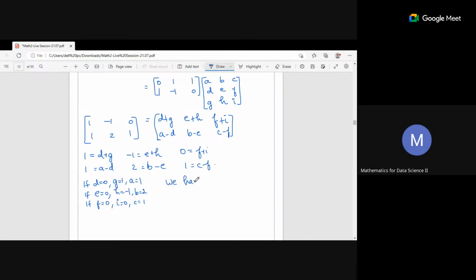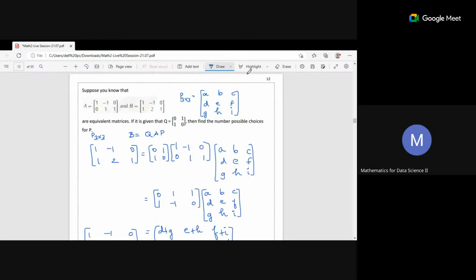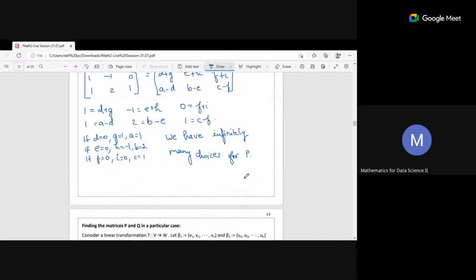We have infinitely many choices for P. So this is the answer. So what is the question? You are already given two matrices which are equivalent, and you are given what is the matrix Q. They are asking for the number of possible choices for P. So in this case, you got infinitely many solutions here. That is why infinitely many choices.